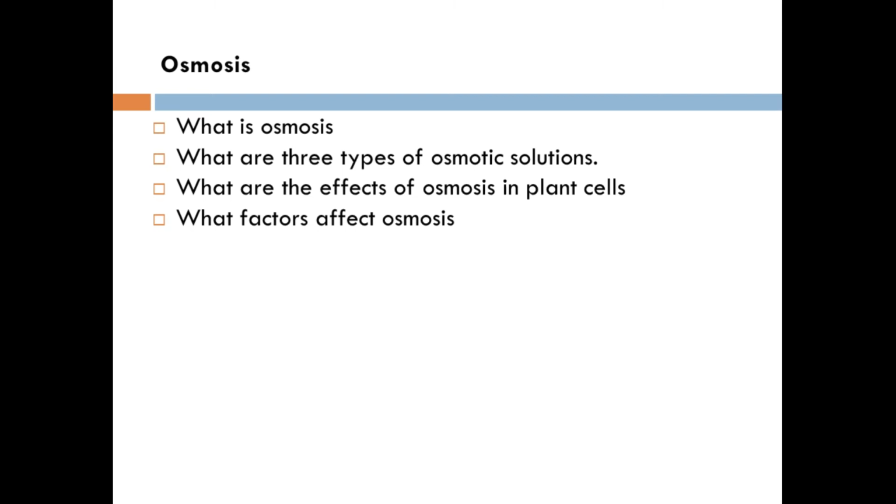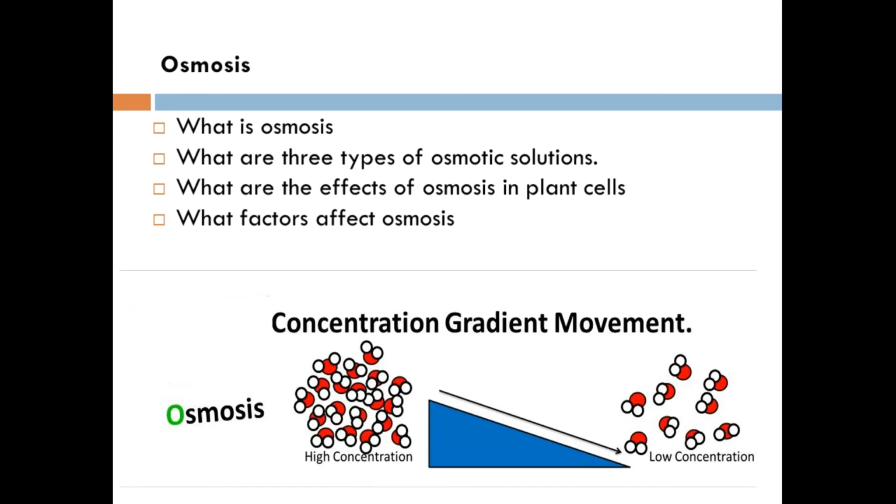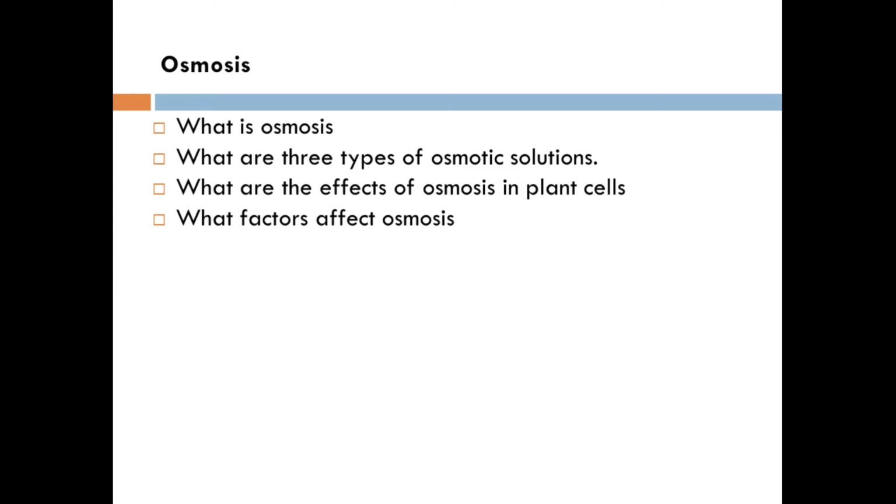So what are the factors that affect osmosis? I'm going to look at two factors only. The first one is concentration gradient. The greater the concentration difference, the faster the rate of osmosis. So if there is a greater difference between two areas in terms of concentration of water, there is going to be greater osmosis.